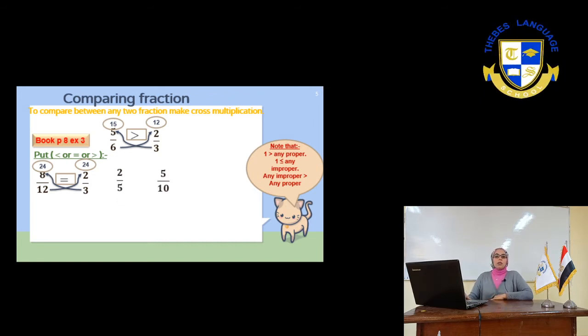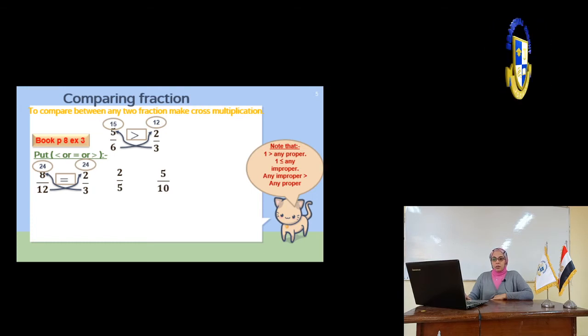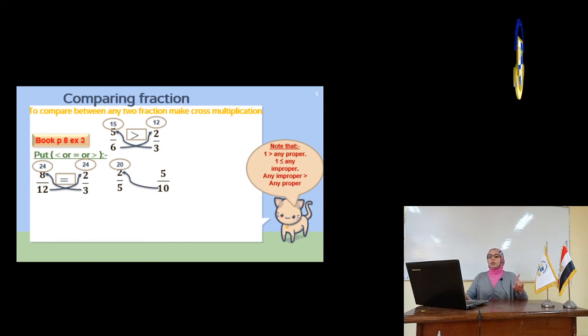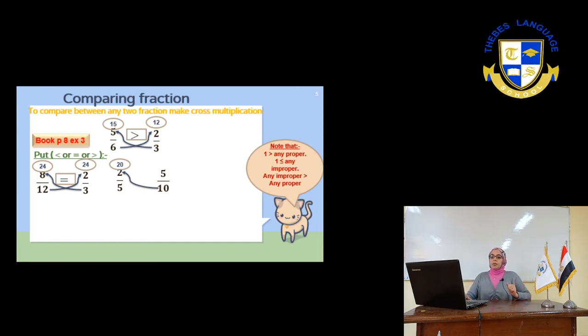2 over 5 and 5 over 10. Just make a cross multiplication from down to up. 10 times 2, it will be 20. 5 times 5, it will be 25. Now, 25 is bigger. So 5 over 10 is bigger than 2 over 5.